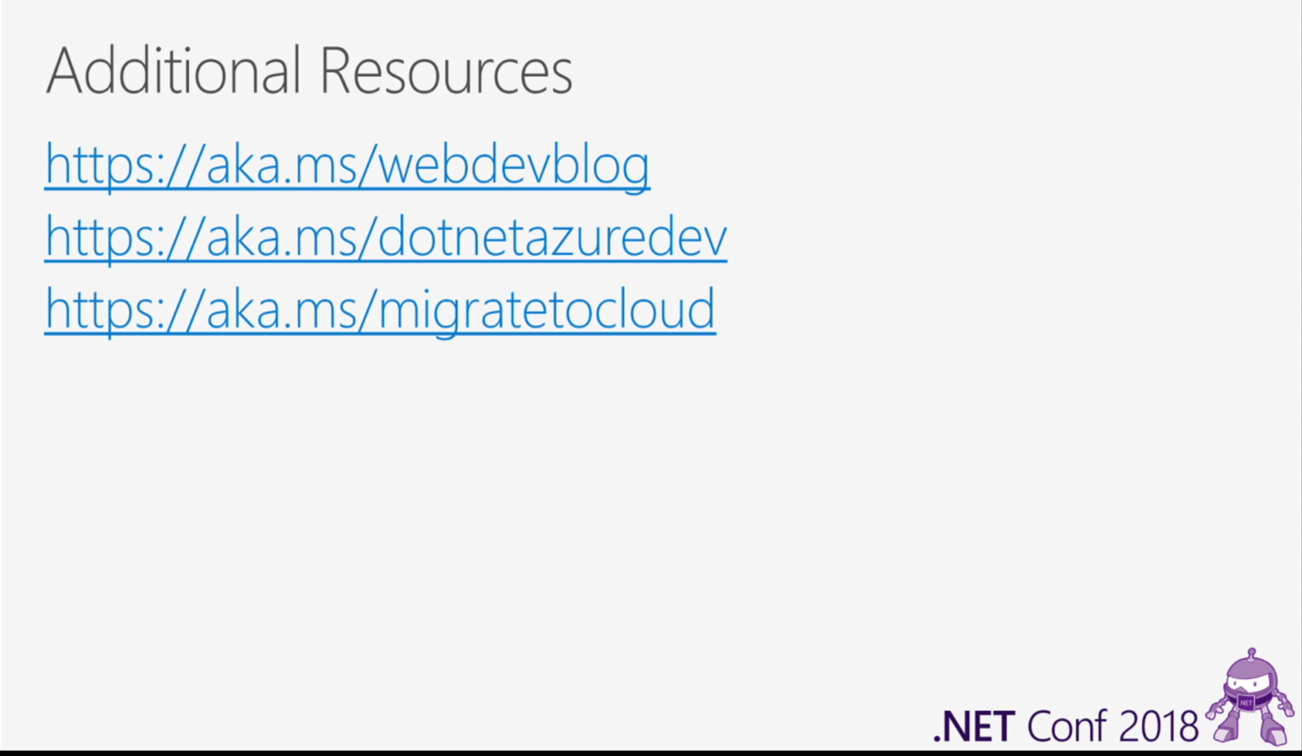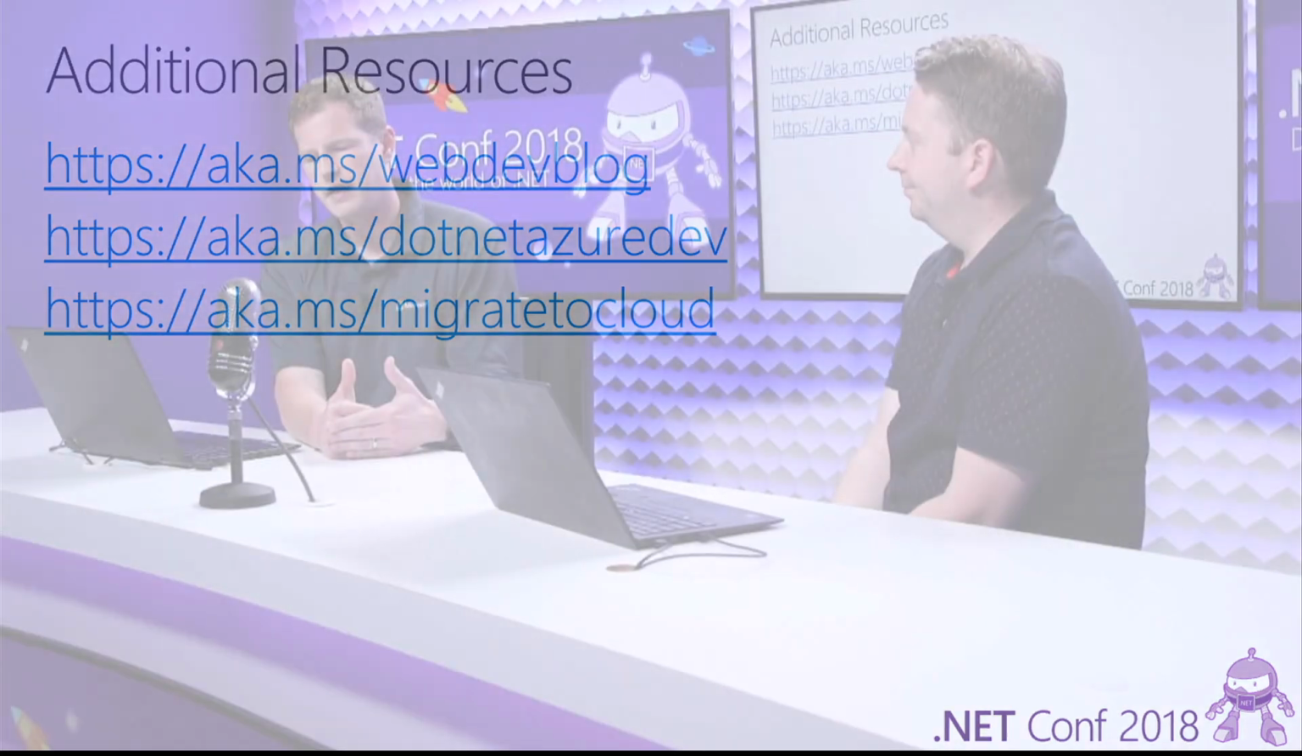And then lastly, we have a Migrate to Cloud page. If you're looking to take an existing application and migrate it from on-premises to Azure, aka.ms/migratetocloud will point you to a page that'll give you resources to get started with. We saw Cesar was here earlier.